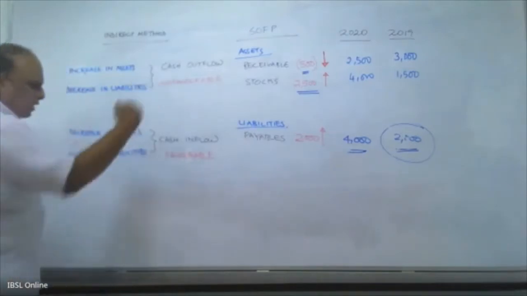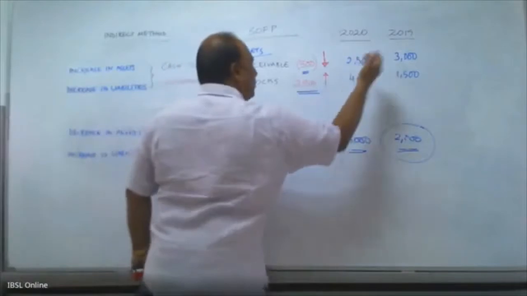Decrease in assets. Assets have come down. So receivables have come down, meaning people have paid me.